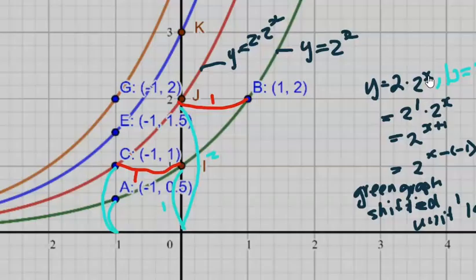G, which is the red graph, and note that the y-intercept, we calculated that to be 2, because 2 times 2 to the 0 is equal to 2. So that is my y-intercept there at 2.